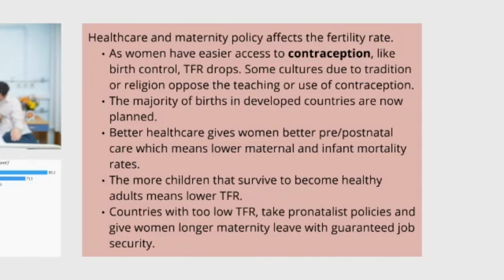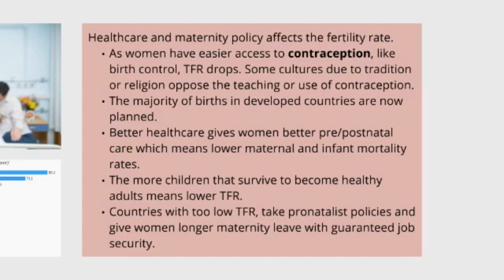Healthcare and maternity policy affect the fertility rate as much, if not more, than anything else that we've talked about. As women have easier access to contraception, and contraception is birth control or anything that stops the having of babies, we see the total fertility rate dramatically drop. Some cultures teach against this or oppose the use of contraception. In more traditional religions, women have less access to contraception, so we see higher fertility rates in those countries.